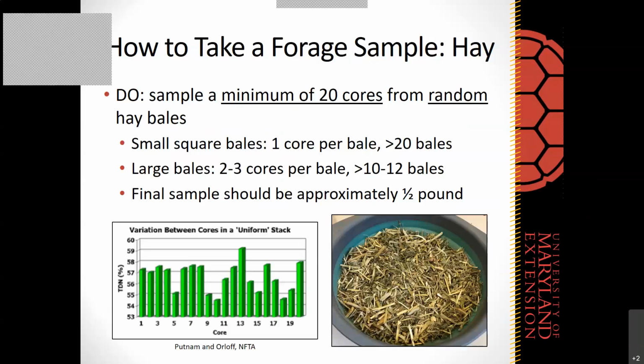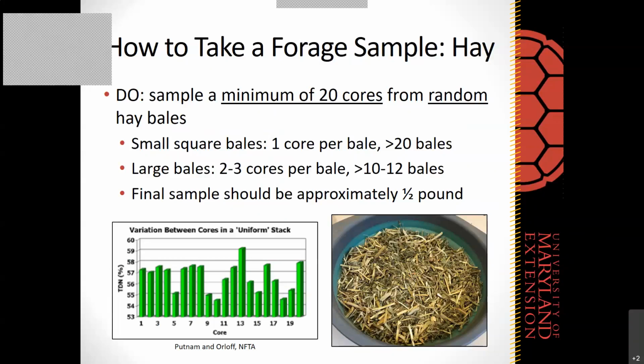They've done a study like the graph that you see in the bottom left. There was one uniform stack or pile of hay bales, and that was the energy concentration from 20 different samples. And you can see the variation in that energy between each of those individual core samples. For example, sample number 9 was a lot lower in energy, so that's going to be underrepresented of what we actually have in that pile, versus sample 13 was on the higher end. That's going to be overrepresented. So we want to take many samples from random bales throughout our stack or wagon or whatever sort of pile that you have, and combine those together.